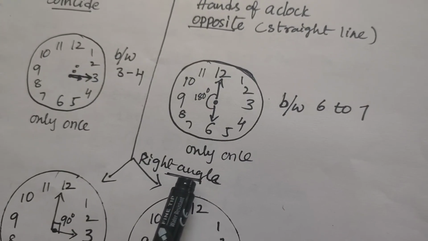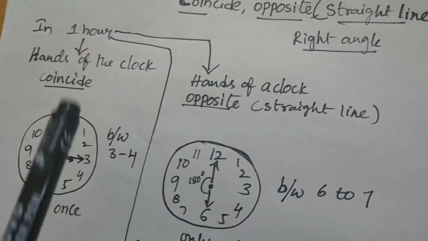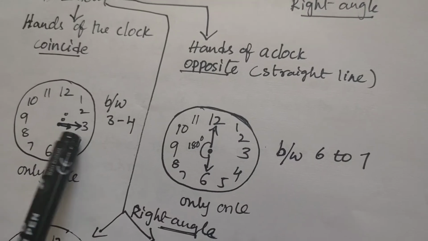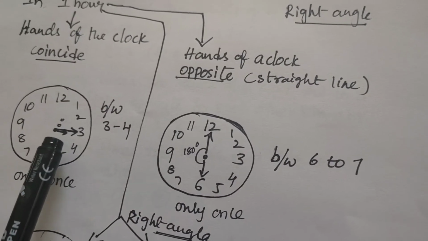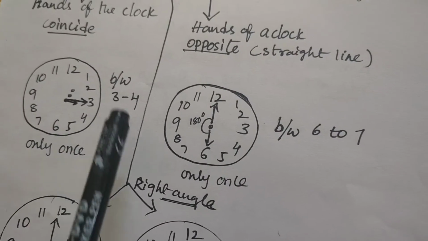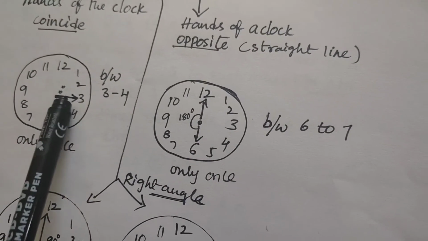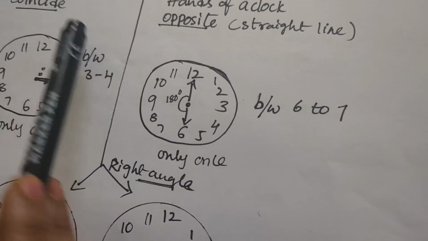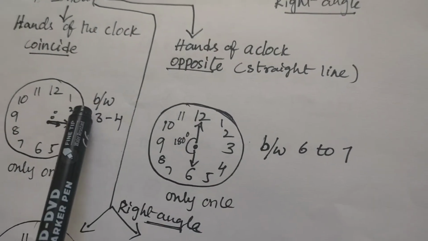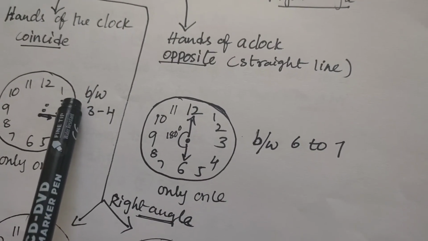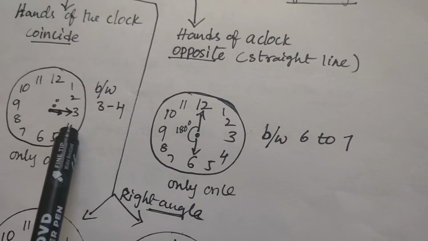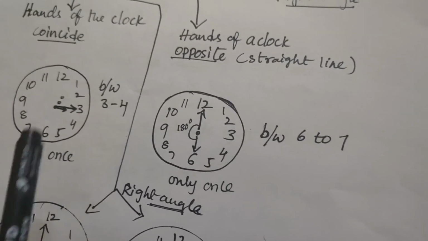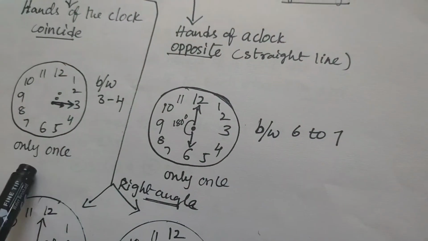Before that, we'll see here in 1 hour, between 3 o'clock and 4 o'clock, the hands coincide at some point, but they will coincide only once. Not only between 3 and 4, but in any duration of 1 hour, that is 1 to 2, 2 to 3, 3 to 4, 4 to 5, the hands will coincide only once.